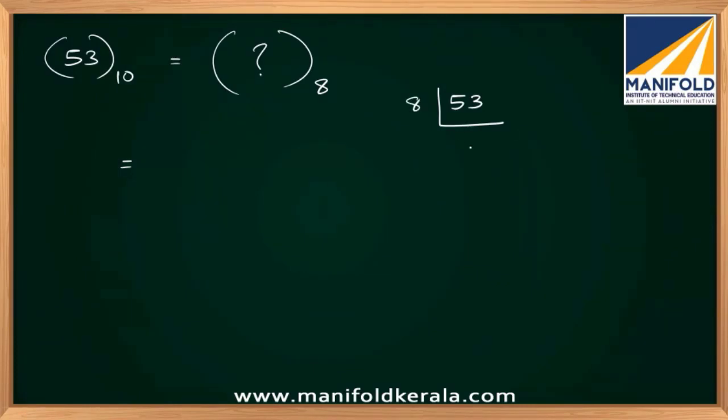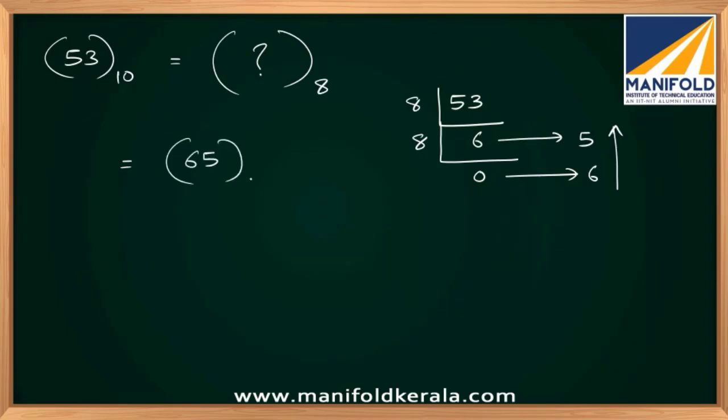So when you divide it with 8, now tell me, 8 in 53, what is the number of times it goes in 53? It is 6 times. And what is the remainder here? It is 5, right? And again you go by 8. So this will be 0 and the remainder will be 6. And you go from bottom to top. So your number will be 65 base 8. So this will be the octal representation of this particular number, right?